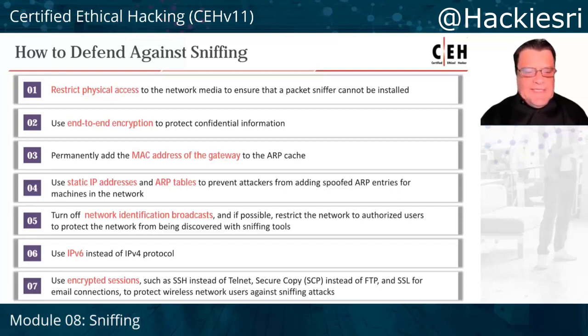Use IPv6 instead of IPv4 protocol is also helpful. And lastly, use encrypted sessions such as SSH instead of Telnet, secure copy instead of FTP, and SSL for email conversations to protect wireless network users against sniffing attacks. So once again, encryption usually is a very useful adjunctive add-on to your security countermeasures.